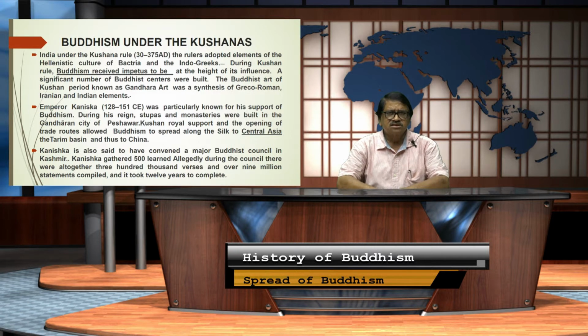The Kushanas ruled over India until 375 AD, prior to the Guptas, and their rulers adopted elements of Hellenistic culture. They are coming from that culture, the Hellenistic culture of Bactria and that of the Indo-Greeks. So these Kushanas were adopting the elements of Hellenistic culture of Bactria and that of the Indo-Greeks.